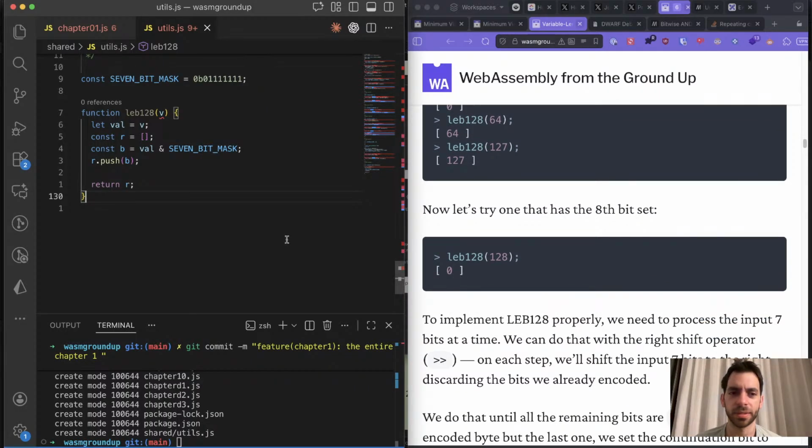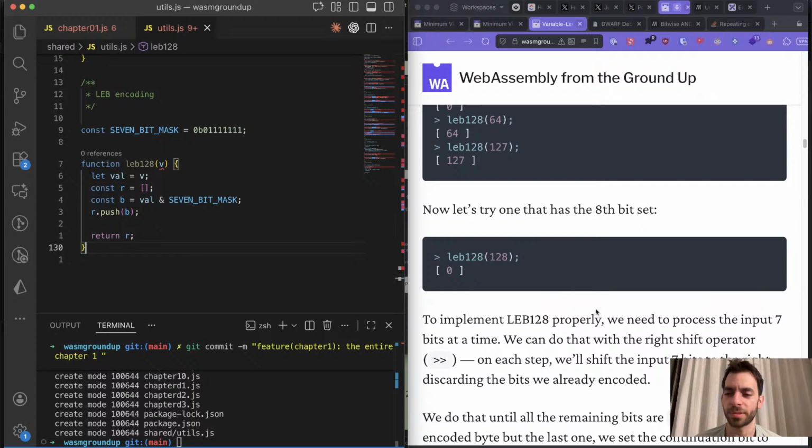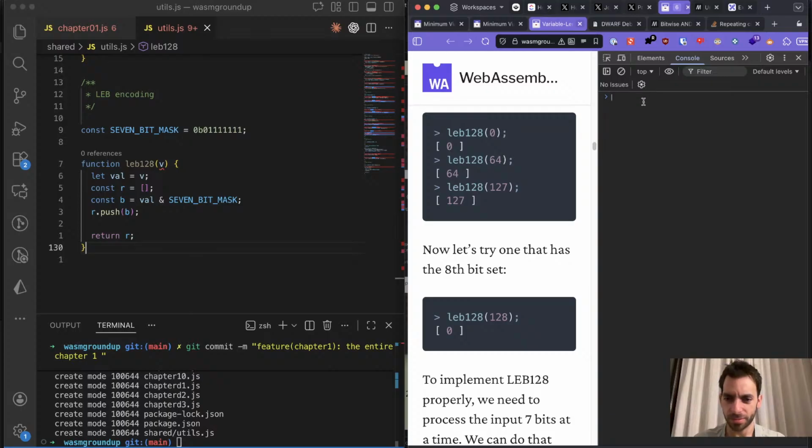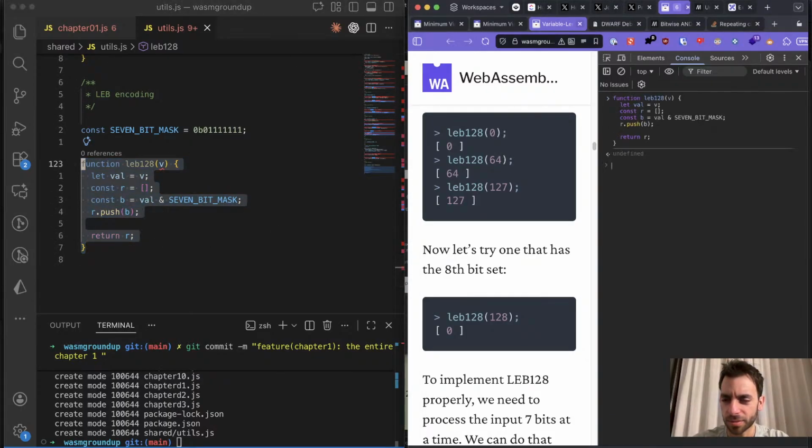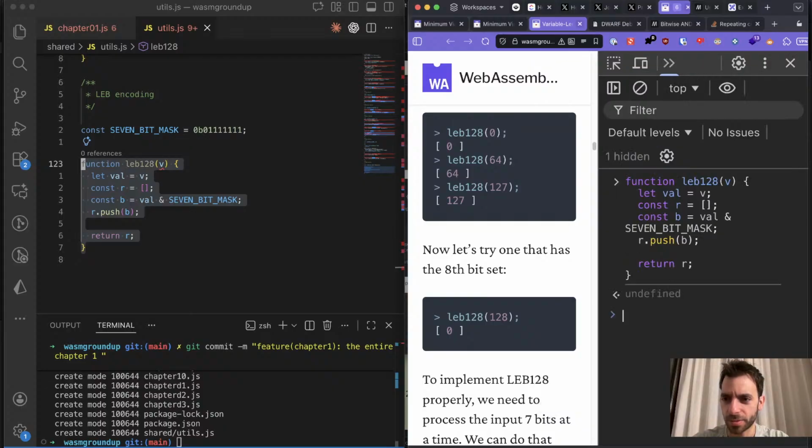To implement LEB properly, we need to process the input 7 bits at a time. We can do this. I want to see something. In here, I'm going to copy this function and paste it in the console. Make the console bigger. Okay.